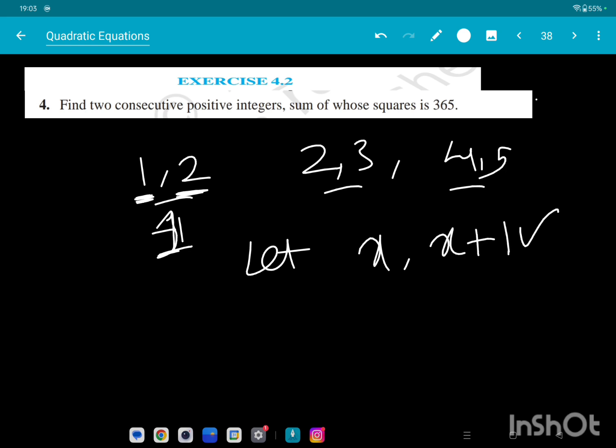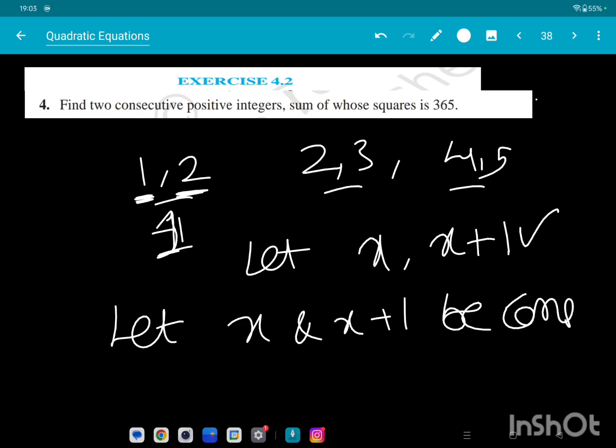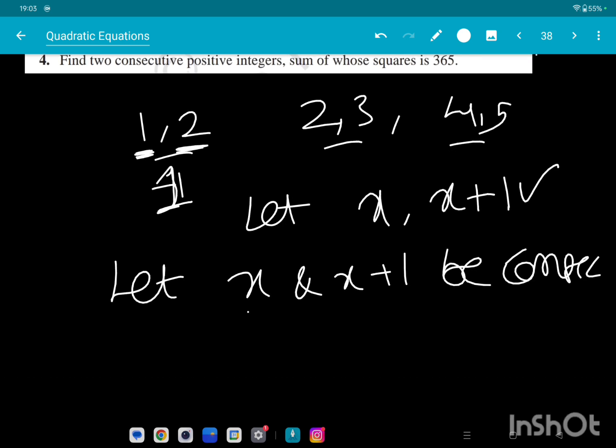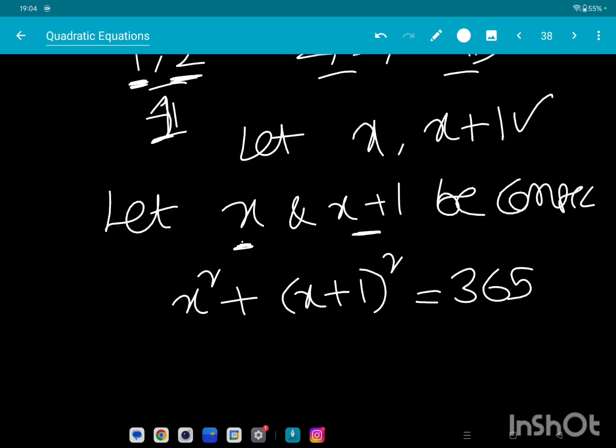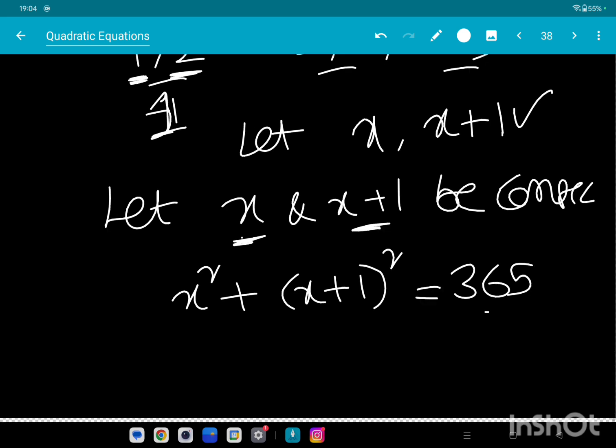So find two consecutive positive numbers, sum of whose squares is 365. Let x and x plus 1 be the consecutive numbers. How can we say? Because we already know the consecutive numbers are x and x plus 1 only, because the difference is 1 only. Now it was given sum of whose squares. So if I square these two numbers, what will I get? x square, and x plus 1 whole square. So the sum of their squares is equal to 365. This is given in the question. If I add these two numbers' squares, then we will get 365.